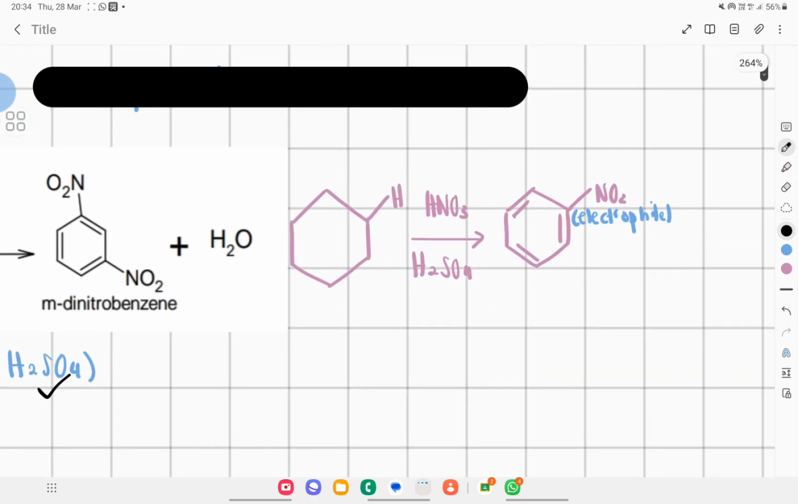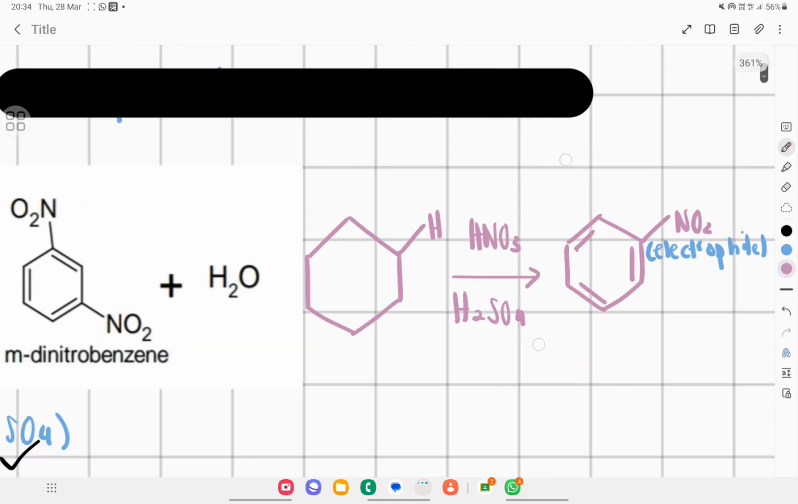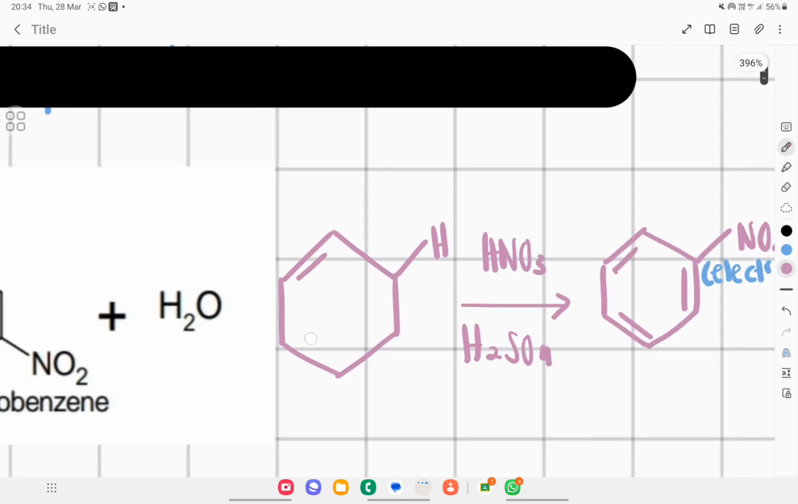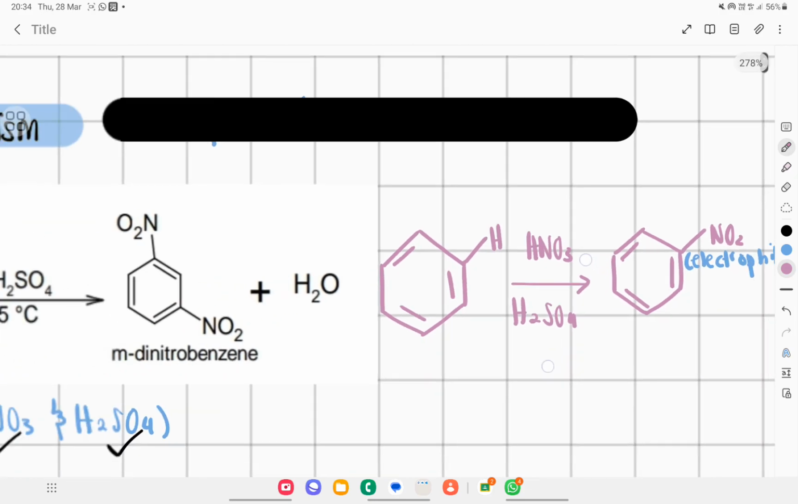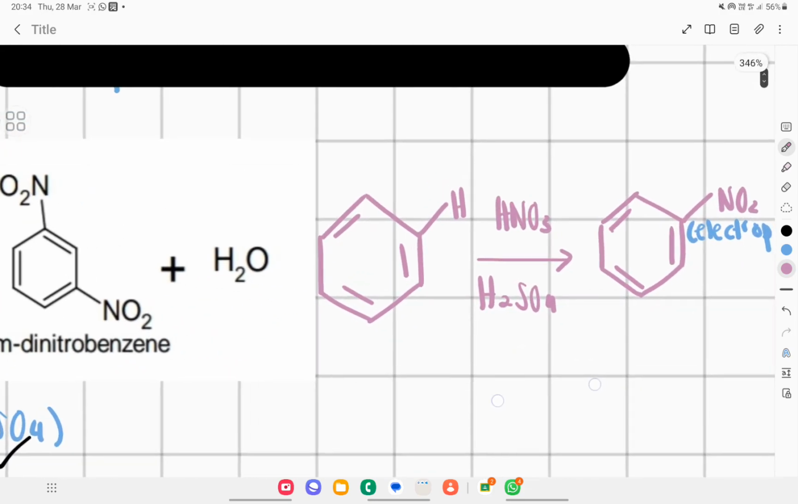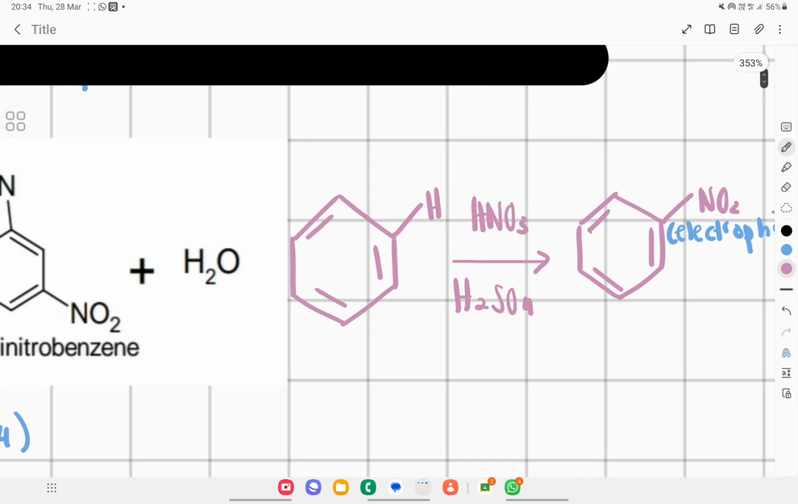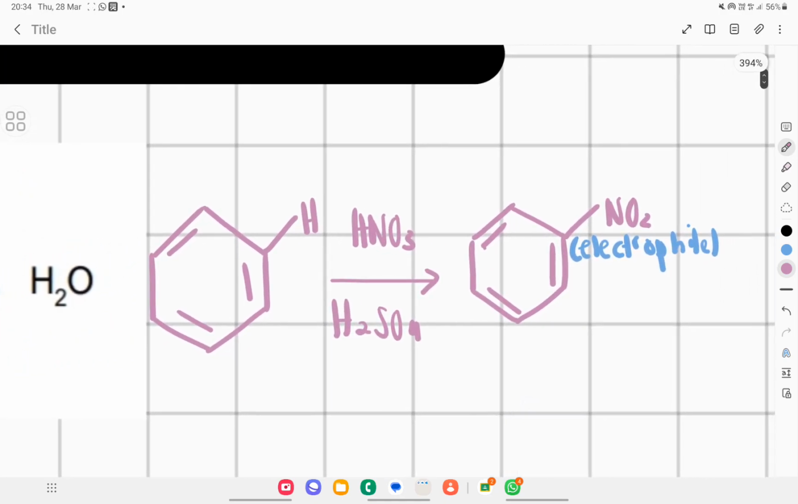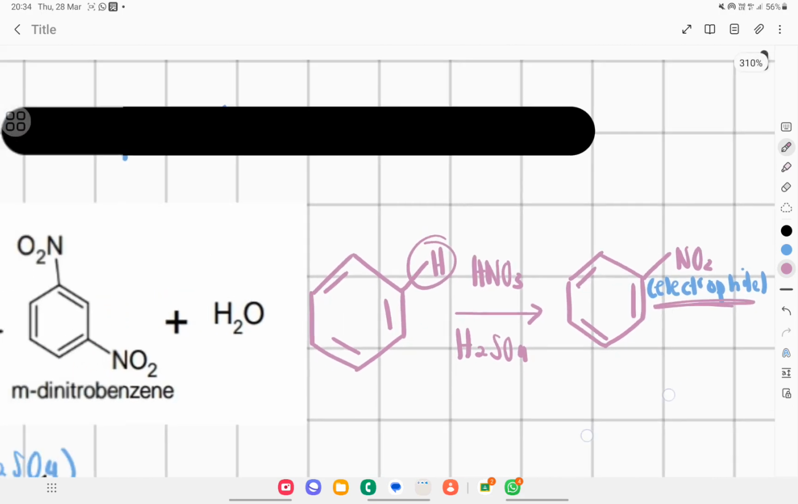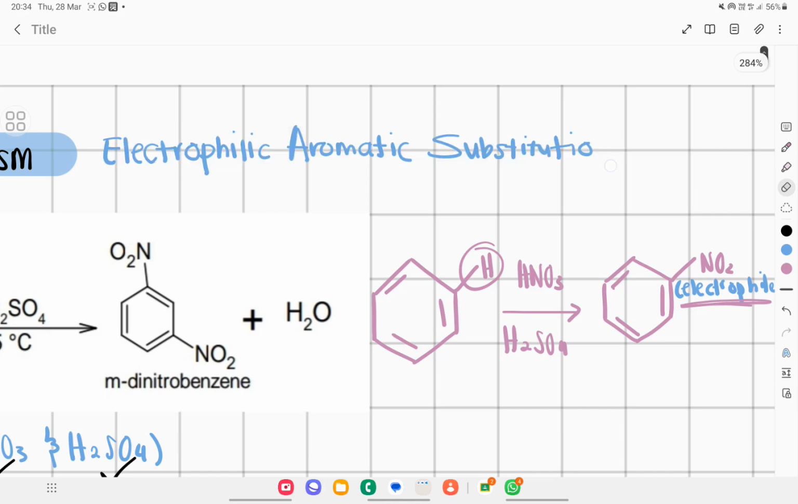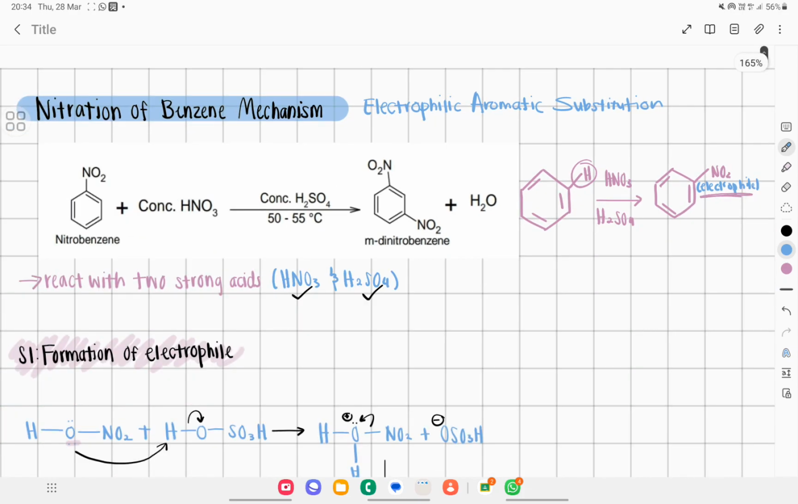Before I move on, I also learned that this has another name. I think I made a mistake right here, but let me fix it real quick. This is supposed to be a benzene ring, right? This benzene ring actually has an H atom attached to it. However, in this mechanism, we will replace the H atom with NO2, which is an electrophile. So the other name is called electrophilic aromatic substitution.